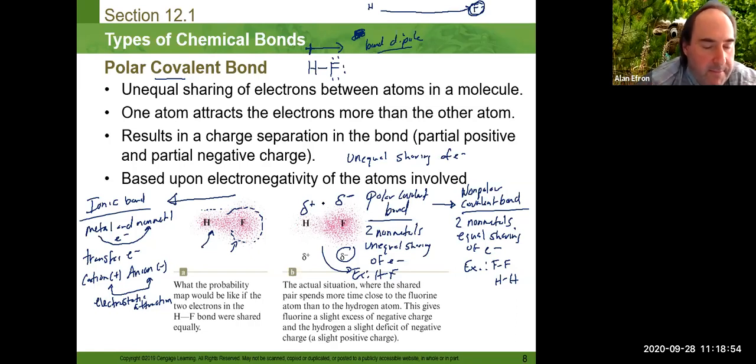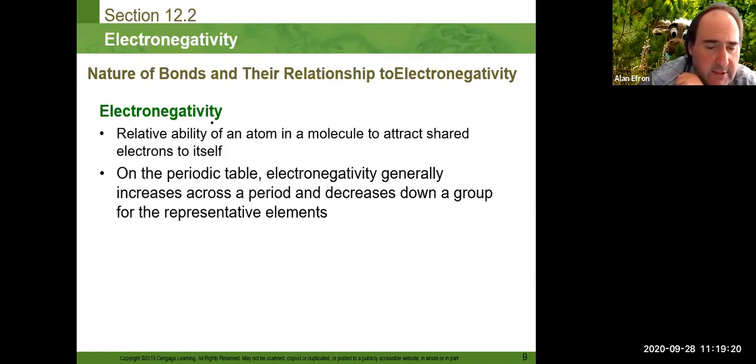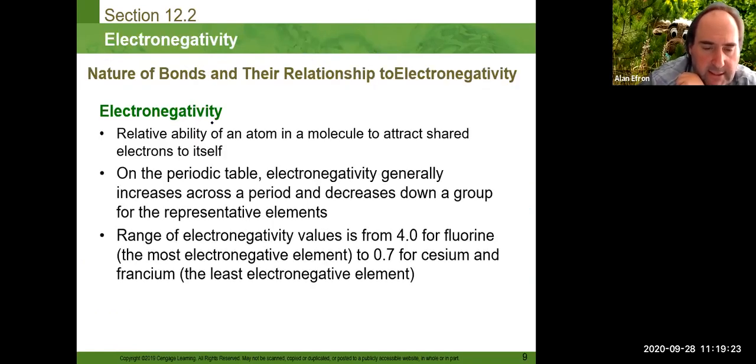So the question might be, how do I know if it's going to be shared equally or unequally? When we look at two atoms, there really is one property that we typically look at to decide whether something is going to be shared equally or unequally, and that is electronegativity. I think we might have talked about electronegativity last time when we were talking about periodic trends. Basically, electronegativity is the ability of an atom to attract electrons to itself.